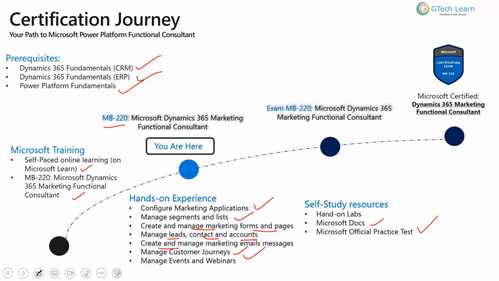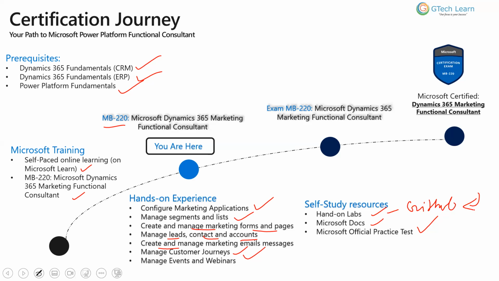You will also get a hands-on labs area. The labs can be found on GitHub. You can find the MB-220 link on GitHub, and over there the instructions are written. Based on those instructions you can complete the labs and get some understanding about real-time working, how things need to be worked in a real-time scenario.